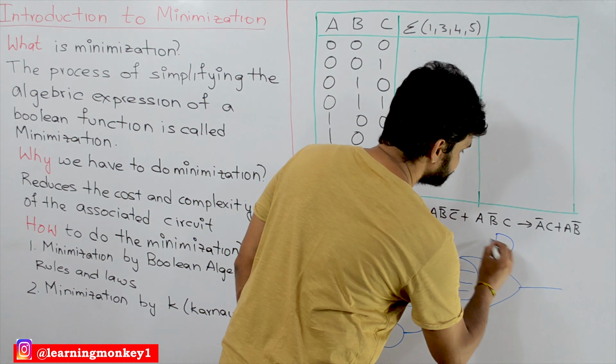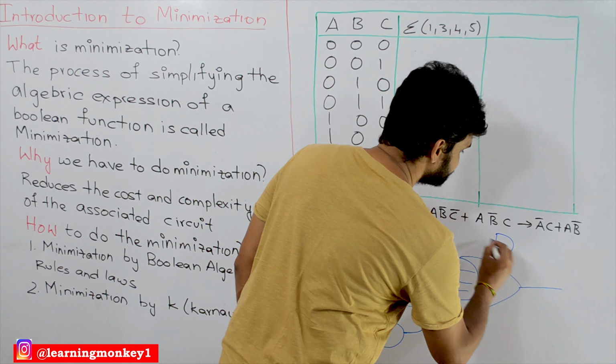See here, it is A complement C AND gate for these two, and the next AND gate is A B complement. Both of them are connected to an OR gate. See how simple the circuit is. Here only 3 gates are used, but here 5 gates are used. Even though it has been minimized, both of them are producing the same output. That point is very, very important for you to understand.